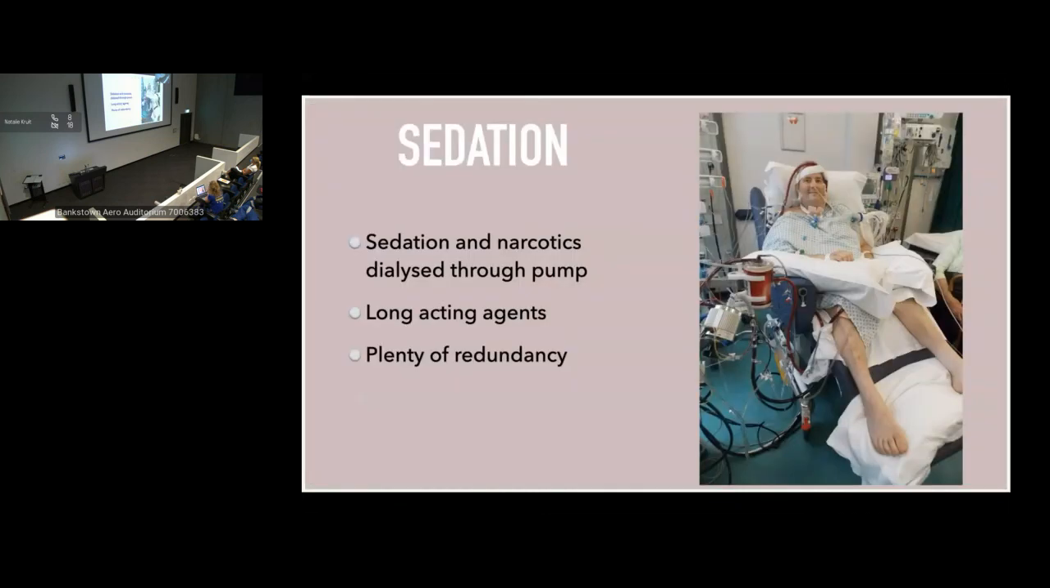So with sedation, most of the agents that we use are dialysed by the membrane, so you're going to require more sedation than usual. We tend to use morphine and midazolam because they're longer acting and they don't get stuck on the membrane. Propofol and fentanyl do. So if you are going to use them, you're going to need a lot, like a lot. And just make sure you paralyse them for transfer.